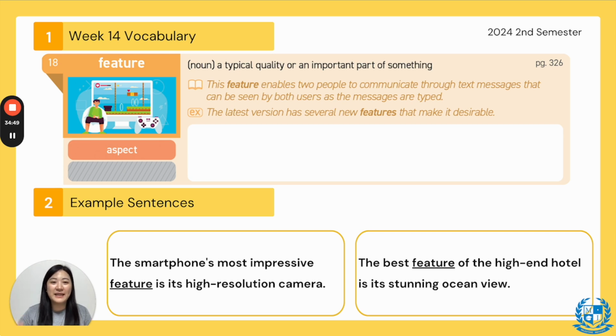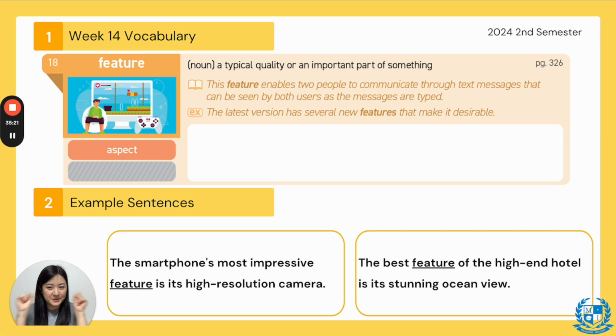Example, let's read together. 1, 2, 3. The latest version has several new features that make it desirable. So maybe there are some new cool aspects and parts about something, they just want to buy it. Let's think about something that's a bit more relatable to you guys. It says the smartphone's most impressive feature is its high resolution camera. So this phone, its awesome feature is that it's able to have a really good camera and it can take really nice pictures.